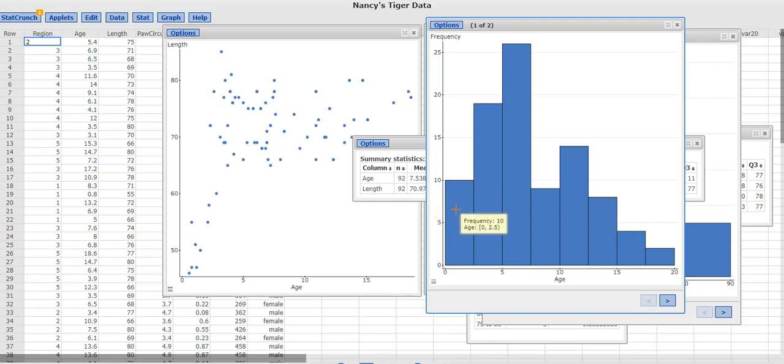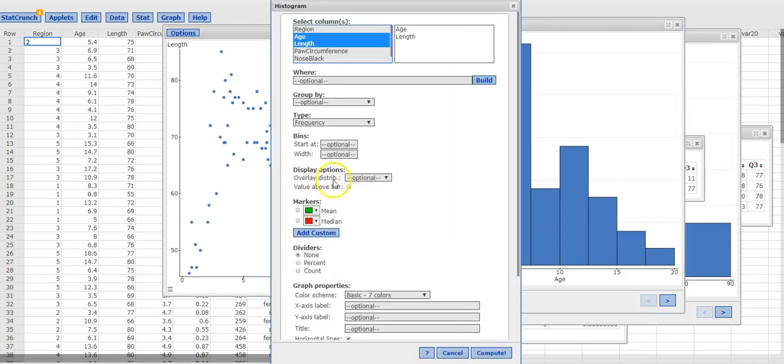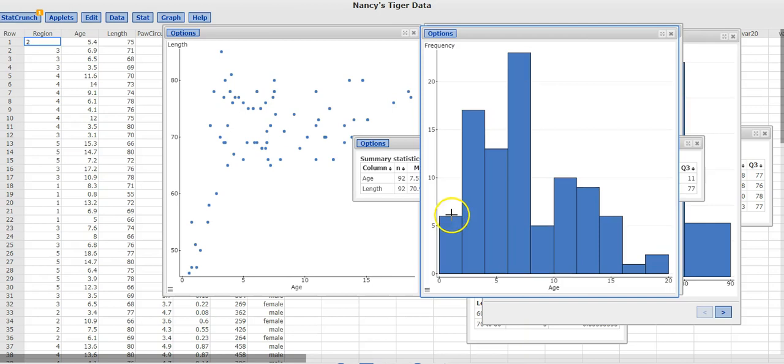And if I wanted to break it down even more, if I wanted to make that go from just 0 to 2, I could tell this to start my bins at 0 and make them width 2. So now I can really see how my ages break down. So these are the ones that are between 0 and 2. These are the ones that are between 2 and 4. I can see how many of those really young tigers I have this way.